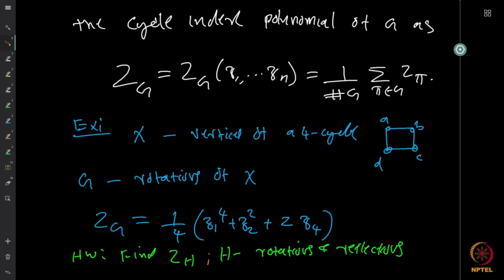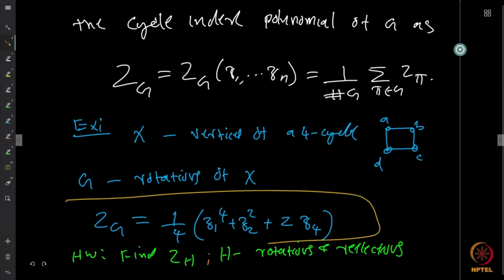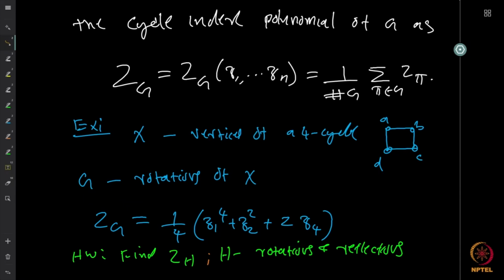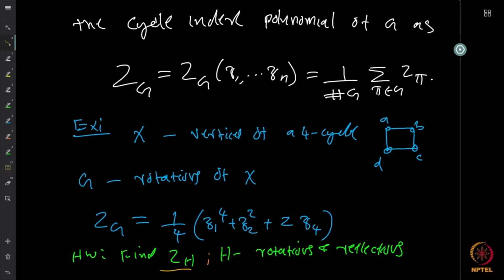So this cycle index polynomial is 1 by 4 into z1 raised to 4 plus z2 squared plus 2 z4. Now, as homework, you can look at the example to find Z_H, where H is the rotations and reflections. Instead of just the rotations, suppose we also allow reflections, then Z_H will be whatever it is. So find that as homework.